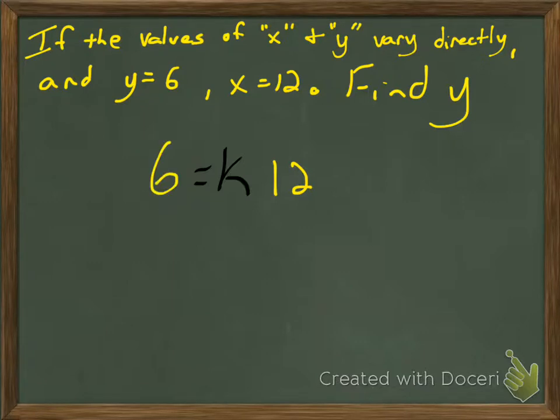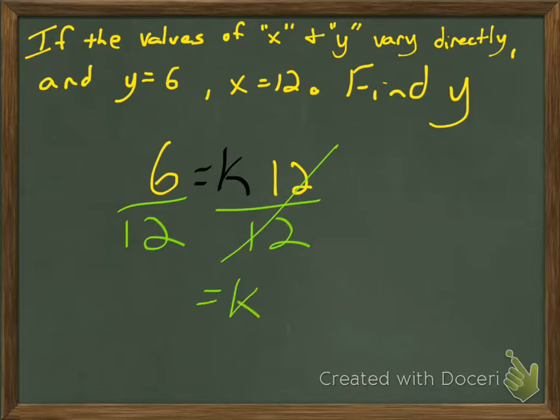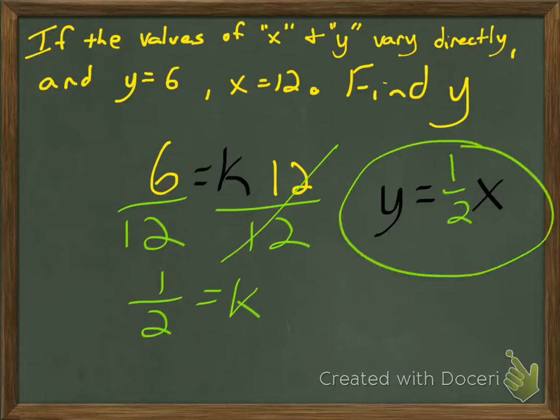And now we're going to solve for k. What does k have to be so that this makes sense? Well, to solve this for k, all we have to do is divide by 12 on both sides. So we get k is equal to 1/2. So when I rewrite my equation, don't forget, when you rewrite your equation, it's with y and x. So y equals kx. Instead of k, we're going to write the 1/2. And that's the varying directly equation for this situation.